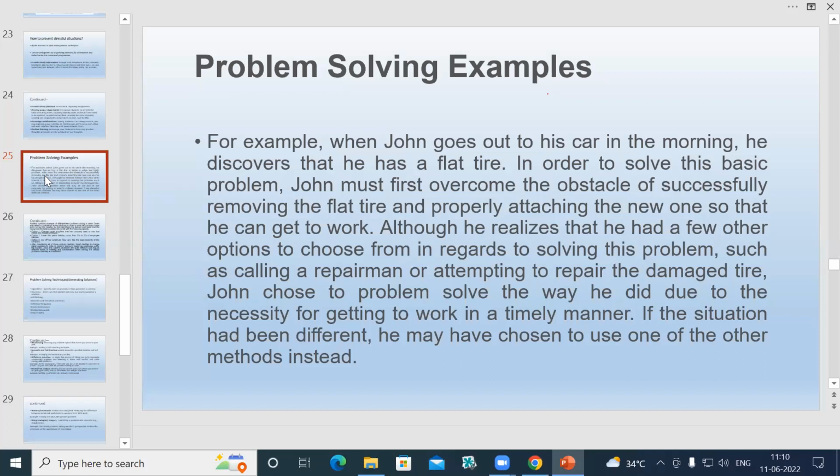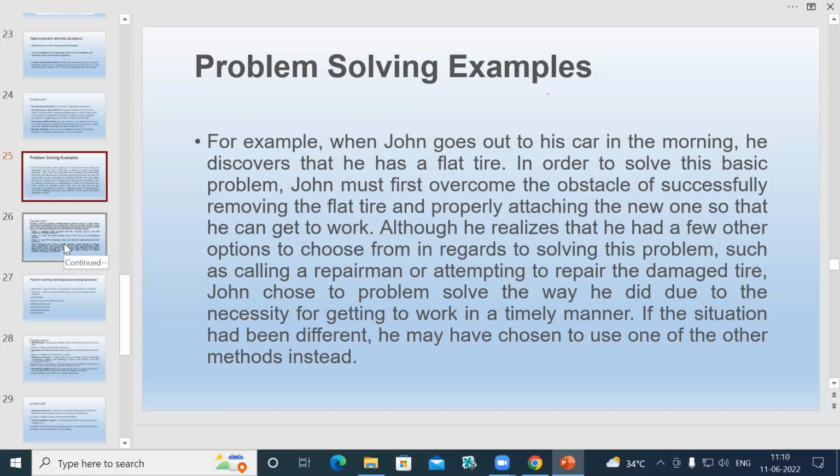Although he realizes that he had a few other options to choose from in regard to solving this problem, such as calling a repairman, or attempting to repair the damaged tire. So John chose to problem solve the way he did due to the necessity of getting to work in a timely manner, because he manages time also. If the situation had been different, he may have chosen to use one of the other methods. So this is one of the problems. I have taken a general example. Several examples are in your academics also.